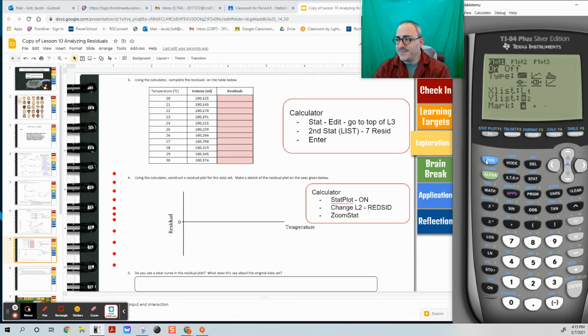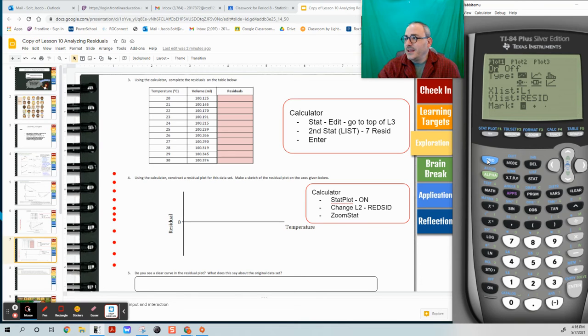So to do that, I got to press second. Do you see how list is in blue here? If I press the second stat button, it'll get me into the list menu, and I should see resid as my 7th option. If you don't see resid on your calculator, it's because you haven't done the regression yet. Once you do a regression, the calculator stores all of the residuals for that regression. Without that, it won't even give you this option. All right, enter, and then enter one more time. Okay, so my Y list is resid.